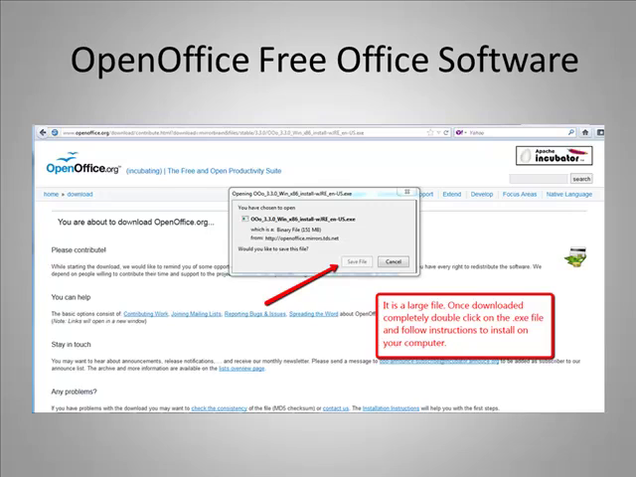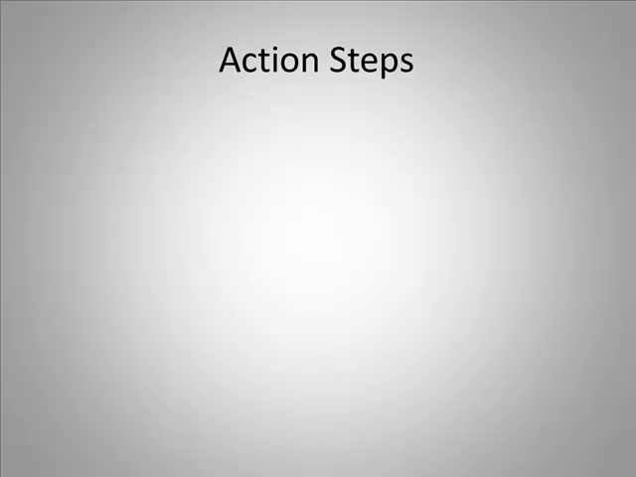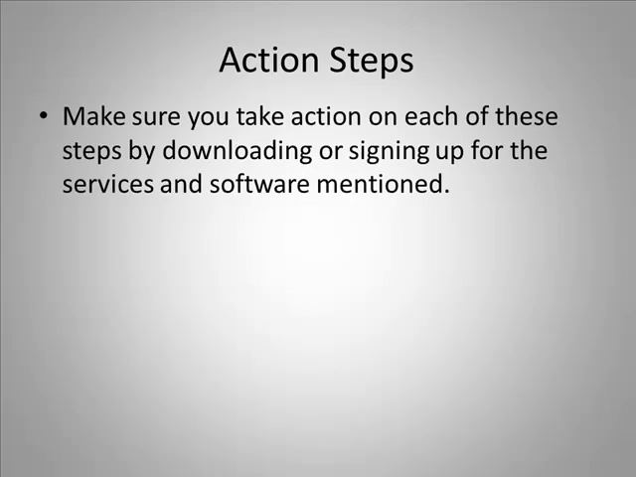What it actually gives you is a version of Microsoft Word, PowerPoint, Excel, those kinds of things. It does the same functions those do, but it's all in a whole suite of free solutions for you, and that's OpenOffice. So here are some action steps for you. Make sure you take action on each of these steps by downloading or signing up for the services and software mentioned. So make sure you have OpenOffice ready to go. If you don't have OpenOffice and have regular Microsoft Office, that's great. You're going to need that as we go forward.